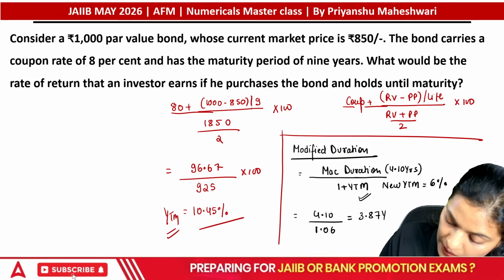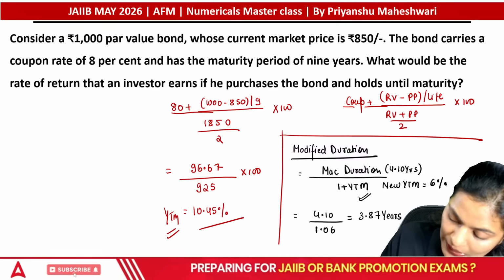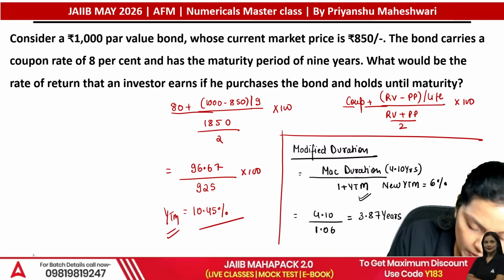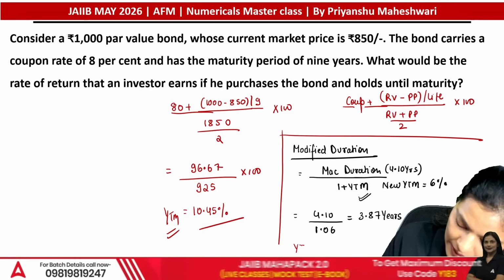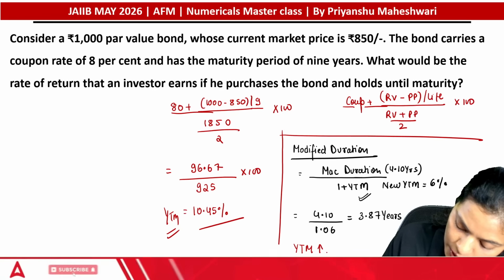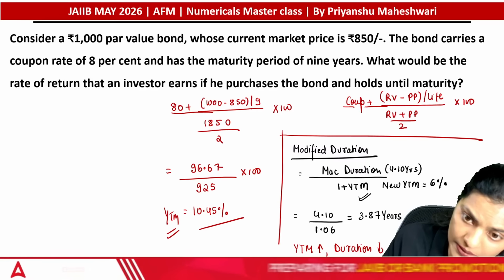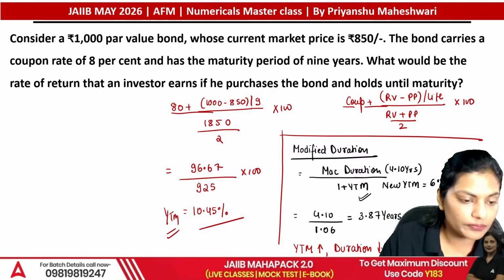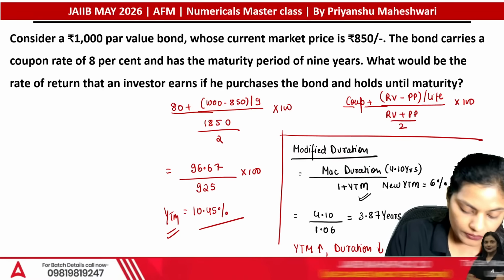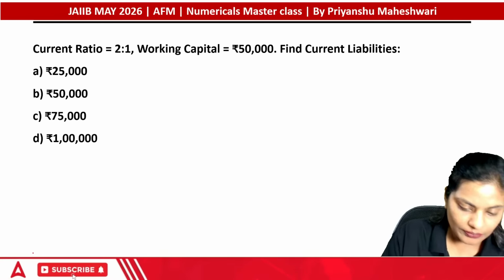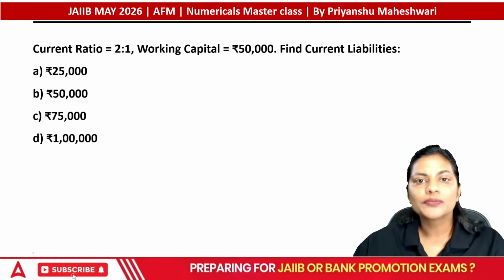3.87 years. Now see, the relation between YTM and duration is also inverse. If YTM increases, duration decreases. Correct? There is an inverse relation. Then, see, our YTM chapter is also over.